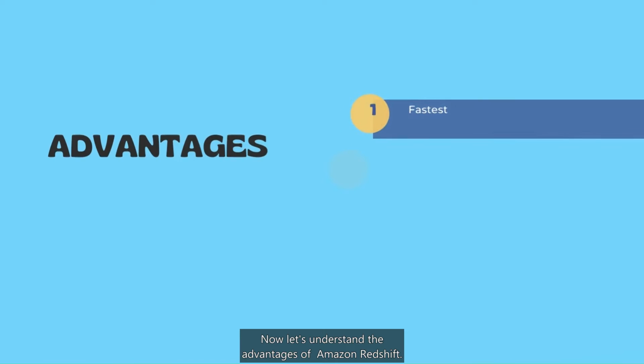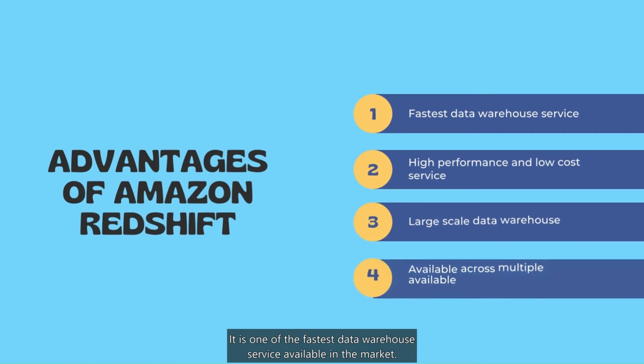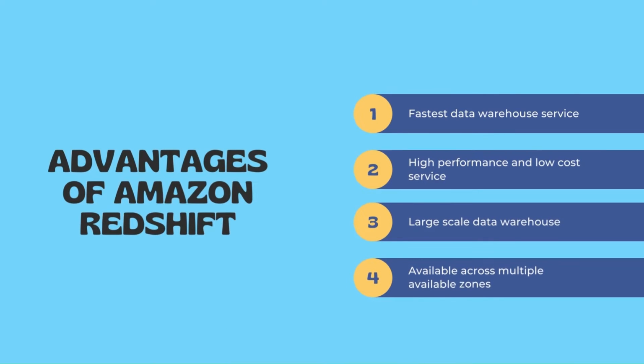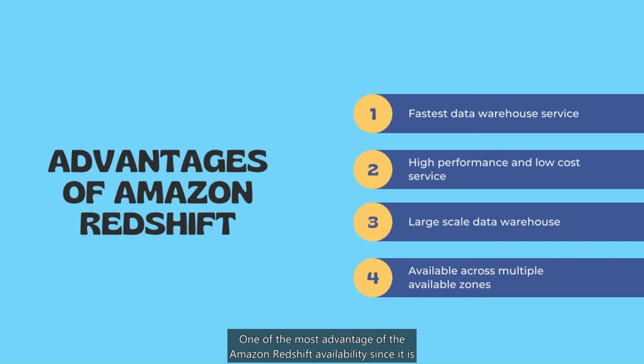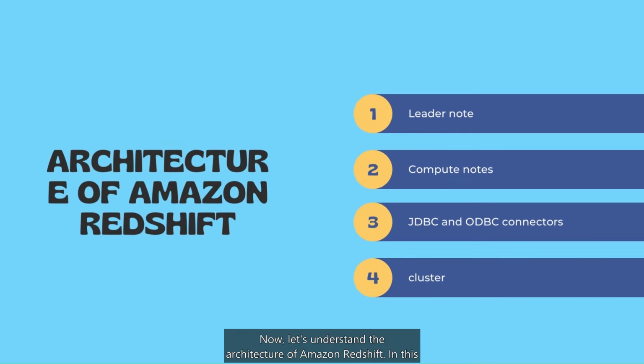Now let's understand the advantages of Amazon Redshift. It is one of the fastest data warehouse services available in the market. So it is a high performance and low cost service. So you can have a large scale data warehouse at a very low cost. Whenever you require, you can scale up or scale down the system. So scalability is one of the most important advantages of Amazon Redshift, and also availability, since it is available across multiple availability zones.